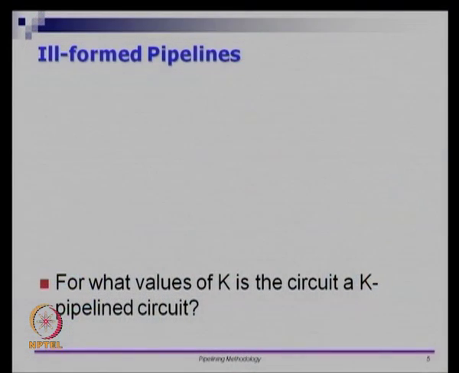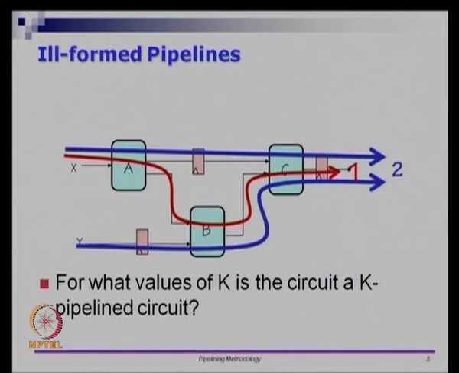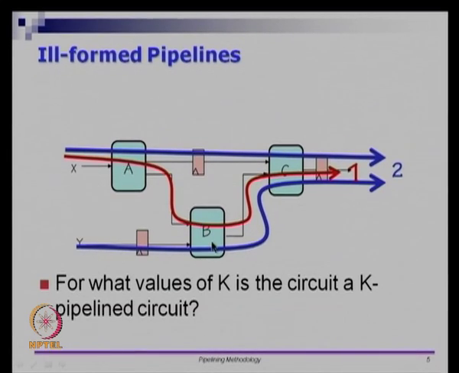So, I am going to pose a circuit and I am going to ask this question: for what values of k is the circuit a k pipeline circuit? So, let us look at this circuit here. We have a combinational logic A and a combinational logic B, and we have a combinational logic C.